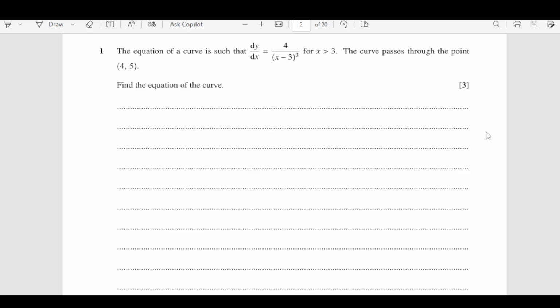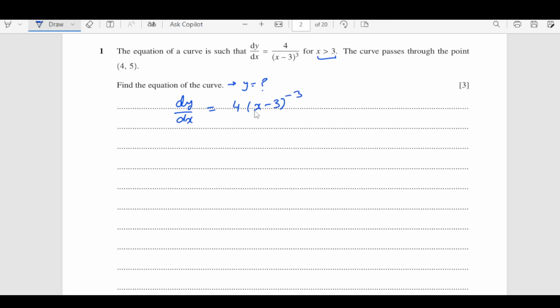So let's start. The first question that we have here: the equation of the curve is such that dy over dx is given to us for x greater than 3. The curve passes through the point (4, 5). Find the equation of the curve. So for the equation of the curve, that means we need y, right? We are given dy over dx is 4 times (x minus 3) to the power minus 3, right?